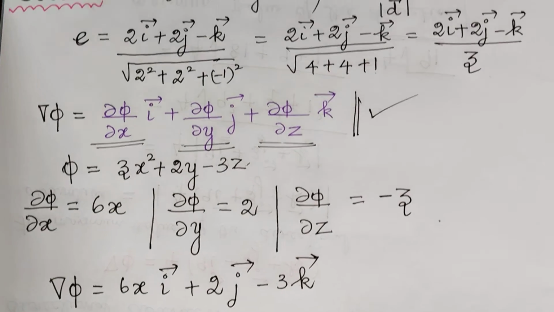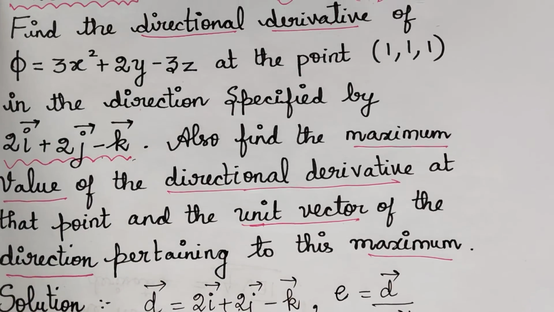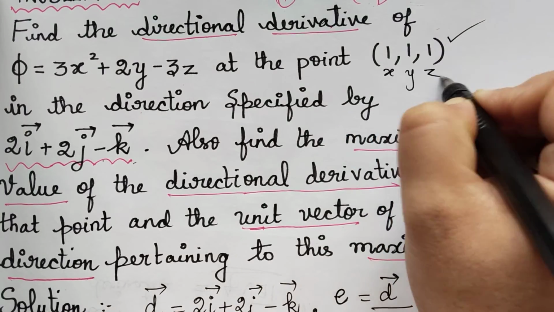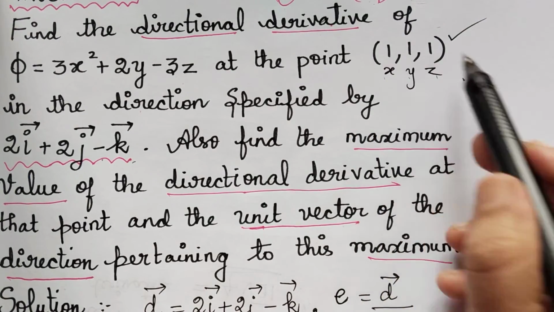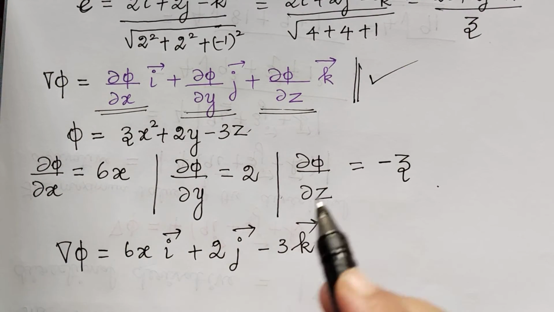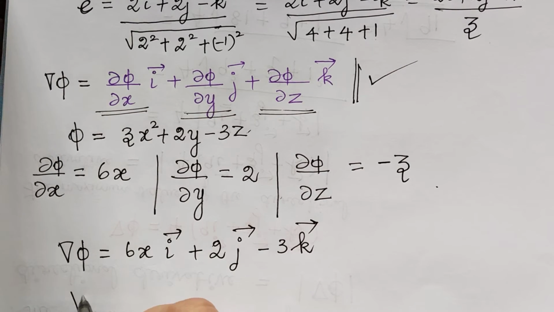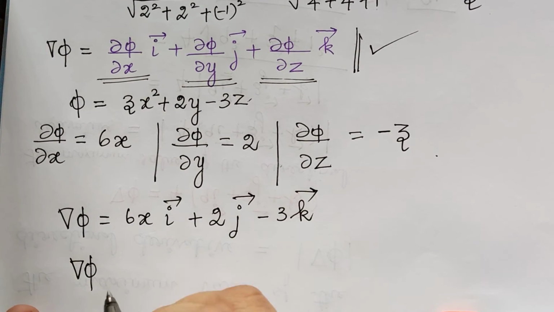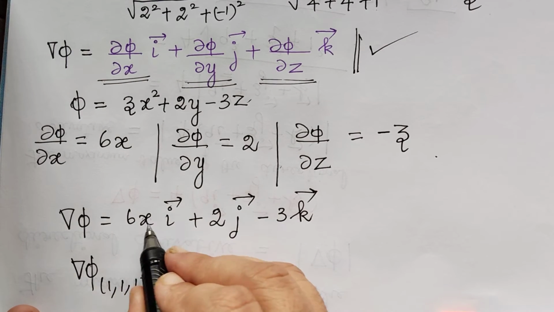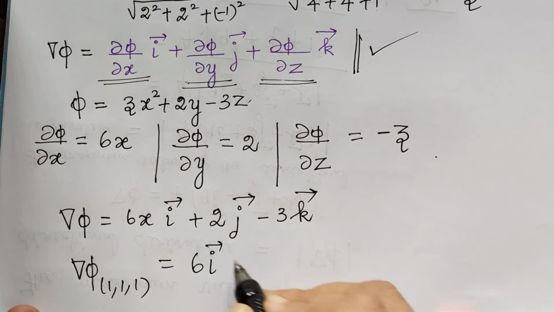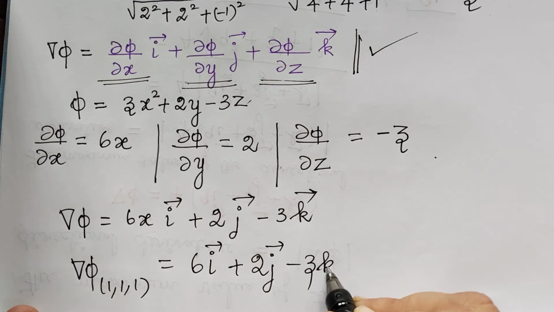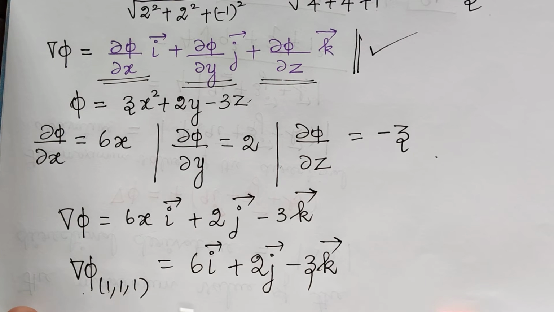Now we have to find nabla phi at the given point. So what is the given point? It is 1 comma 1 comma 1, which is x y z. So the value of x is 1, y is 1, and z is 1. So if you see here, we do not have y and z, so only x is there. So the value of x is 1. Therefore the value of nabla phi at the given point 1 comma 1 comma 1 is equal to, if you put 1 here, it will be only 6. So 6i vector plus 2j vector minus 3k vector. So we have obtained nabla phi.